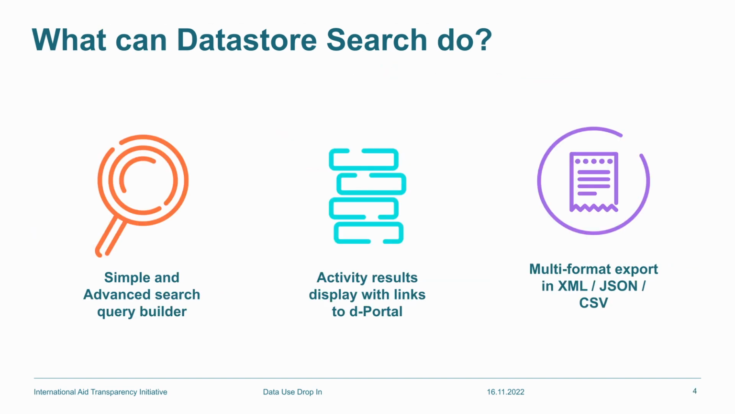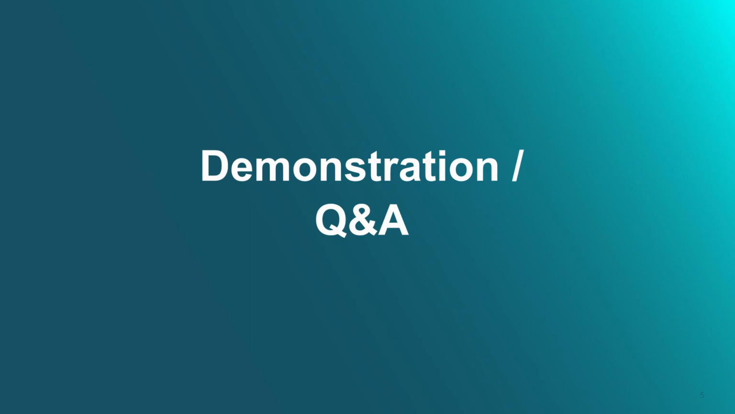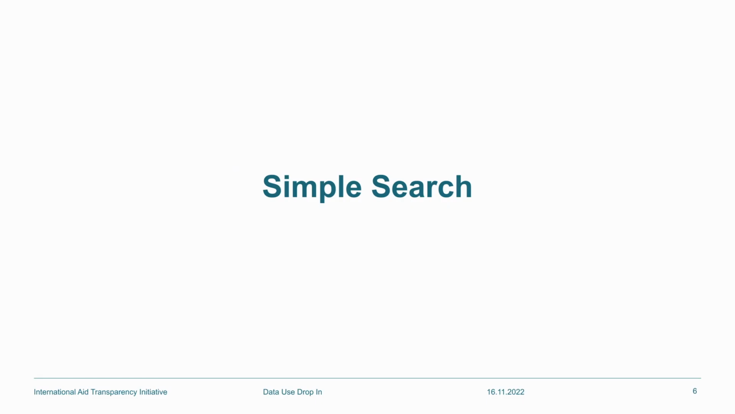So in terms of features, we have the simple and advanced search query builders. We have a simple activity results display with links to dportal for people who find the activity display in dportal to be a little bit more rich. And then we have a multi-format export in XML, the original IATI XML, JSON, which is JavaScript Object Notation, and CSVs in both a plain CSV format and a CSV format we've developed to be more friendly for use with Microsoft Excel.